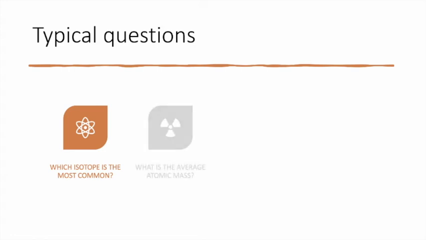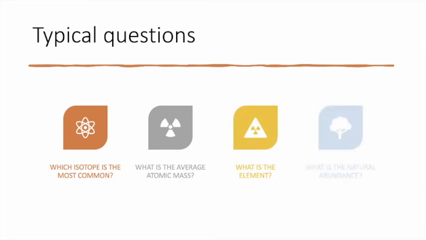Now when you're doing these types of problems, there are 4 typical questions that you may be asked. One of them is which isotope is the most common, and you're going to figure that out based on the height of the peaks. The tallest one is the most common. What is the average atomic mass? And you can calculate that like we did in the last couple problems. What is the element? We did an example of that one. And what is the natural abundance? That's going to be what percentage of the total that isotope makes up.